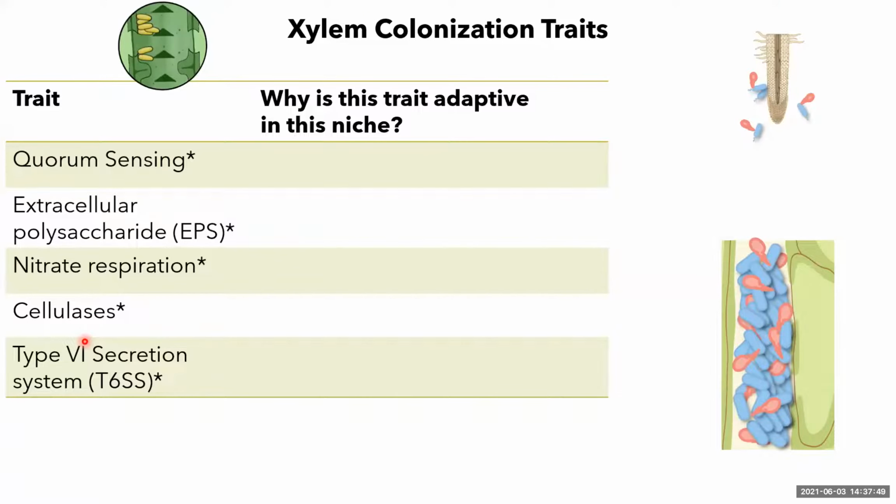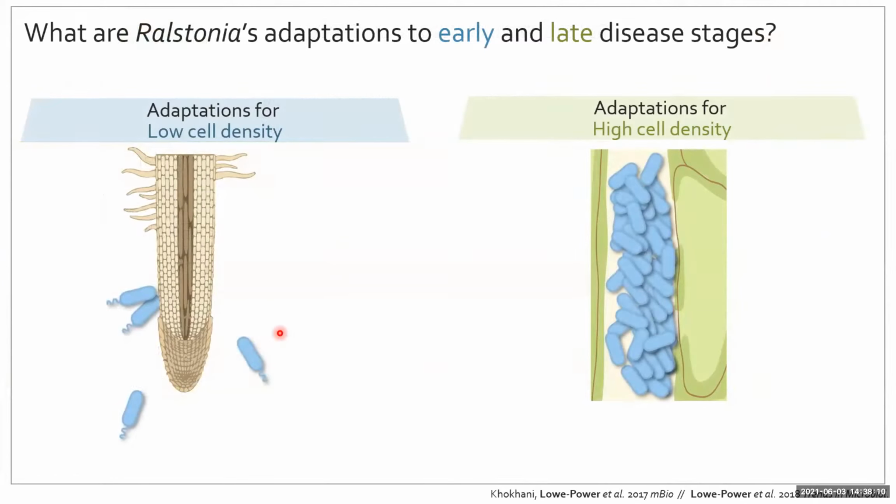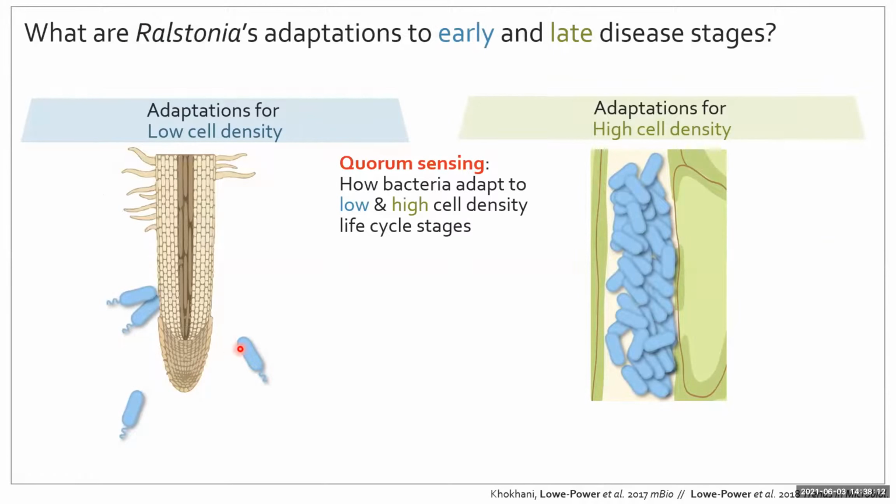Okay. So now moving away from roots and thinking about Ralstonia, especially in the xylem, where it's starting to get high density and really clog up those vessels. Like many pathogens, Ralstonia has this trait called quorum sensing, and that allows it to coordinate a lot of its behaviors based on its cell density. Quorum sensing works because bacteria produce and secrete some unique secondary molecules outside themselves.